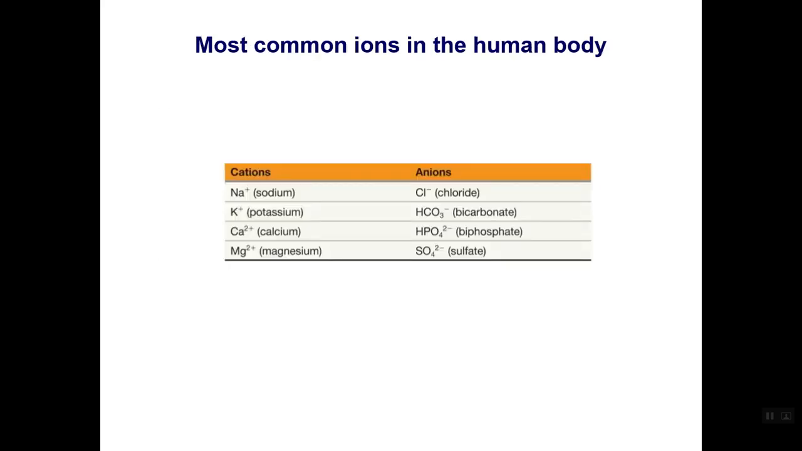All right, so here are some examples of some common ions that are found in the human body. You do not need to memorize this table, but I just want to show you some examples. So some positively charged cations are here: sodium, potassium, calcium.